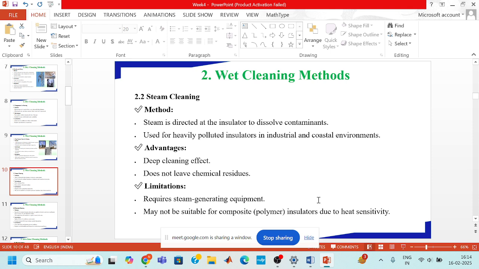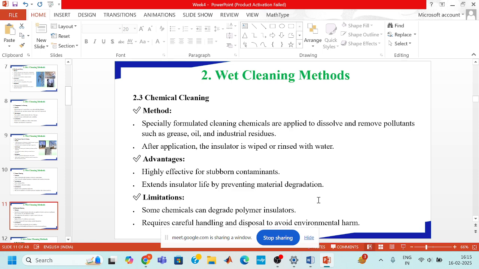The main advantage of this is that it provides a deep cleaning effect and does not leave any chemical residues. But it requires steam generating equipment, and it may not be suitable for composite insulators, which are also known as polymer insulators, due to heat sensitivity.